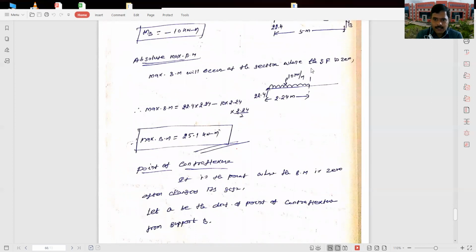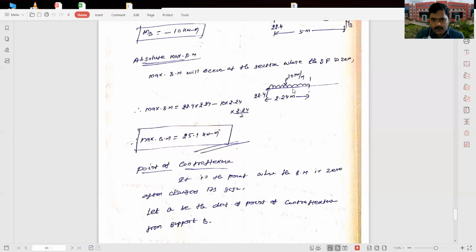So at a distance of 2.24 meter, if you calculate the bending moment, that is called the absolute maximum bending moment. So the maximum bending moment will occur at the section where shear force is 0. Therefore at x equal to 2.24 meter, the shear force value is 0, and there you will get the maximum bending moment. The maximum bending moment will be equal to 22.4 load into distance 2.24. This is towards the section you consider, upward, clockwise direction, plus 22.4 into 2.24.